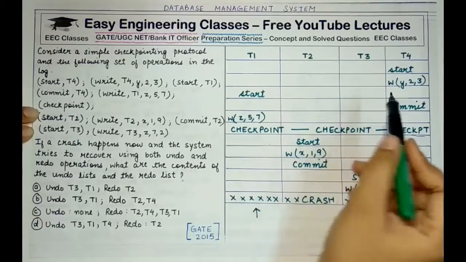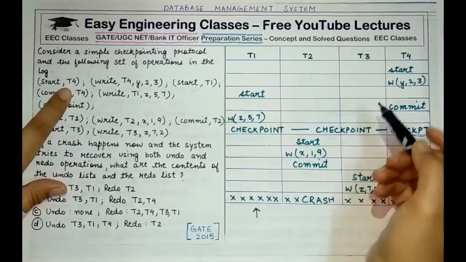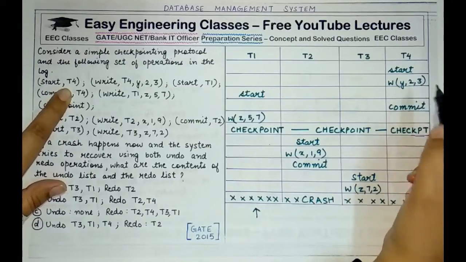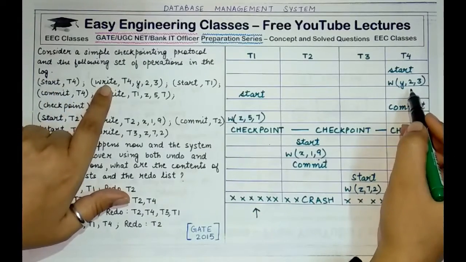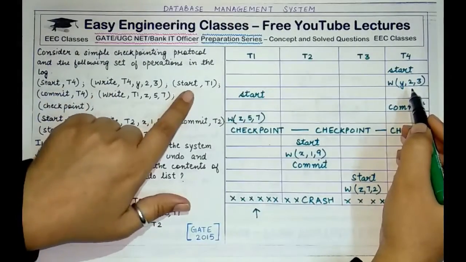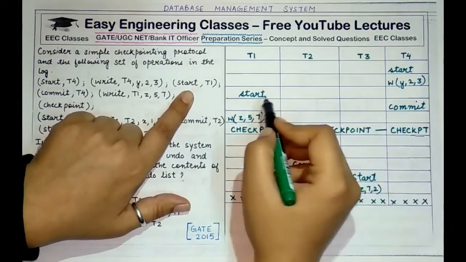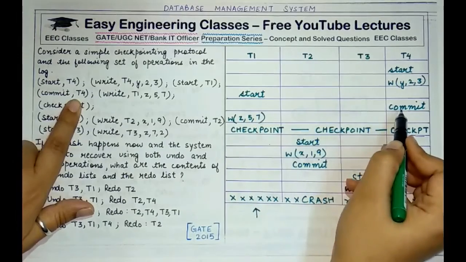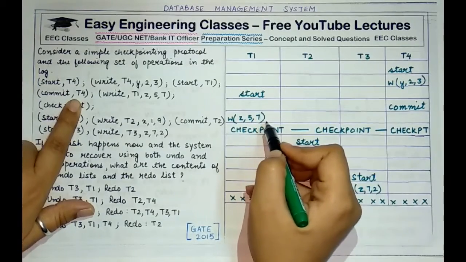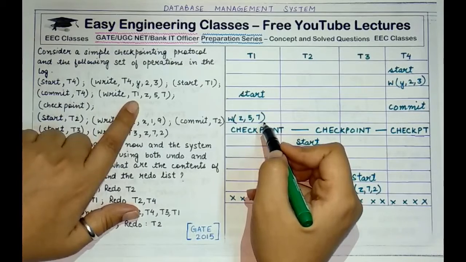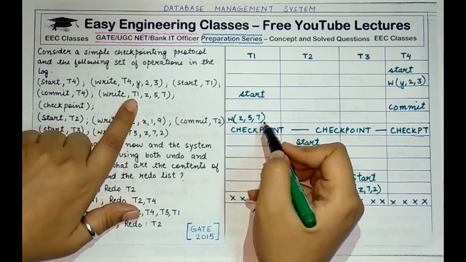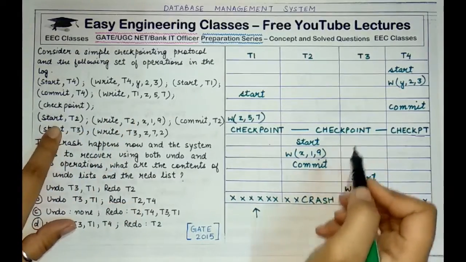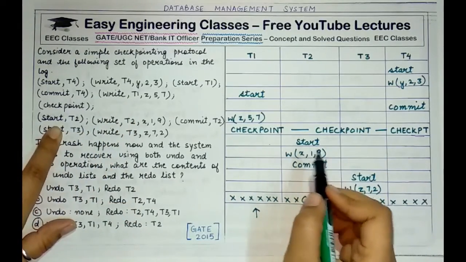as they happen. So we are starting with start T4. Initially T4 is started first out of all the 4 transactions. Then the write operation of T4 happens, then T1 gets started. Then after the write of T4, T1 is started, we commit T4, and then the write operation of T1 takes place. After these 5 operations, a checkpoint occurs, and after the checkpoint there are certain more operations that happen.